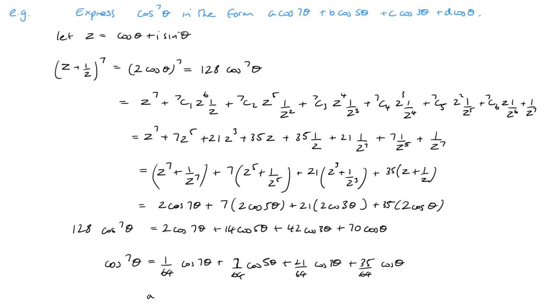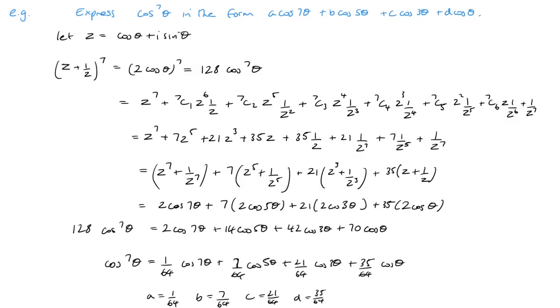So there we have my A is 1 over 64, my B is 7 over 64, my C is 21 over 64, and my D is 35 over 64. So just remembering at the end, because we just want cos to the power 7 theta, we've also got to divide by this number here, this 128 in this case.